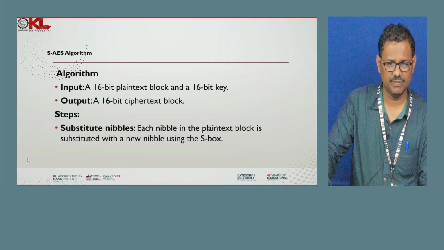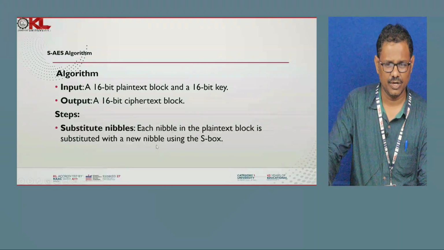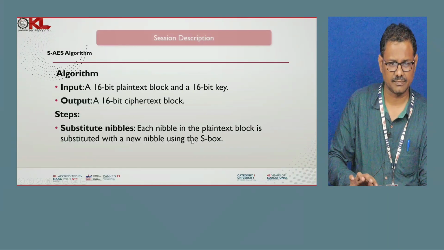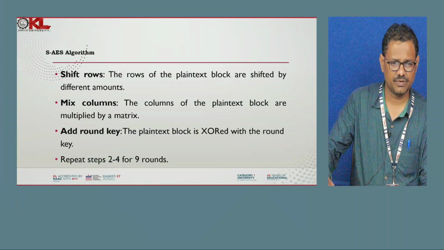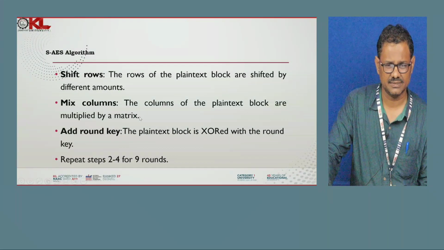So this is the algorithm. Input is a 16-bit plain text block and 16-bit key. Output is 16-bit cipher text block. Steps: substitute nibbles. Each nibble in the plain text is substituted with a new nibble using S box. Shift rows. The rows of the plain text block are shifted by different amounts. Mix columns. The columns of the plain text block are multiplied by a matrix. Add round key. The plain text block is XORed with the round key. Repeat steps 2 to 4.